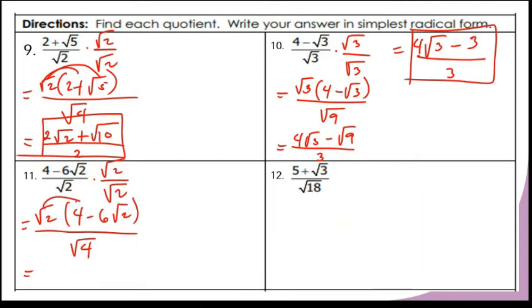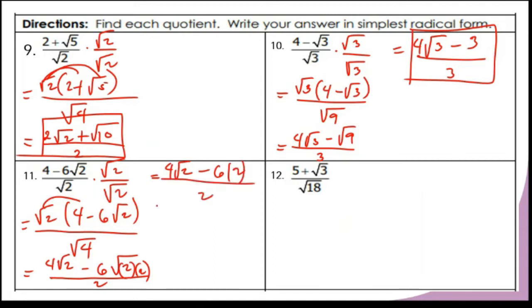Distributing the monomial to the binomial, you will have 4 square root of 2 minus 6 square root of 2 times 2 all over square root of 4 is 2. Simplifying further, you will have 4 square root of 2 minus 6 times square root of 4 is 2, all over 2. Simplifying further, you will have 4 square root of 2 minus 12 all over 2.